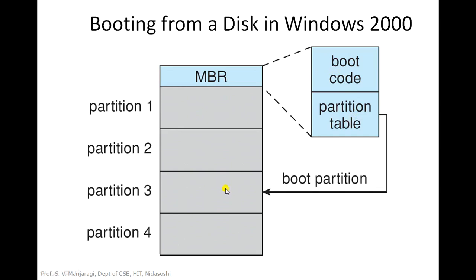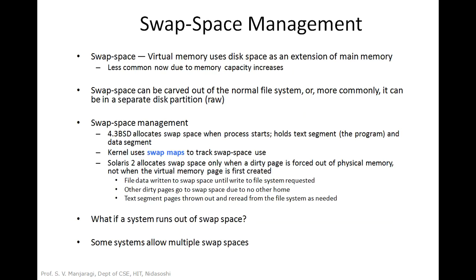In case of Windows, it is called the primary partition, where the operating system program is stored or residing. So the MBR is basically maintaining a partition table. It contains the location information of the boot partition. When you start the system, the boot code which is stored in the ROM will be executed, and the boot code will refer to the partition table to get the boot partition. Then we move to the boot partition and load the operating system from the boot partition to the main memory, and the operating system program starts executing.